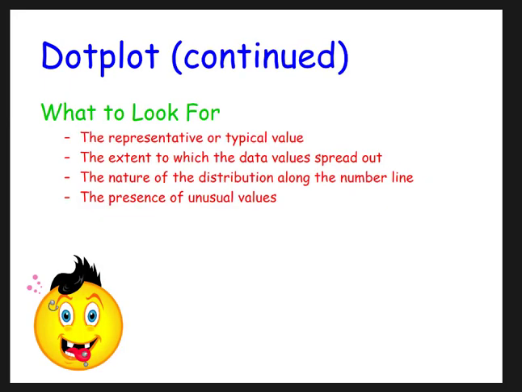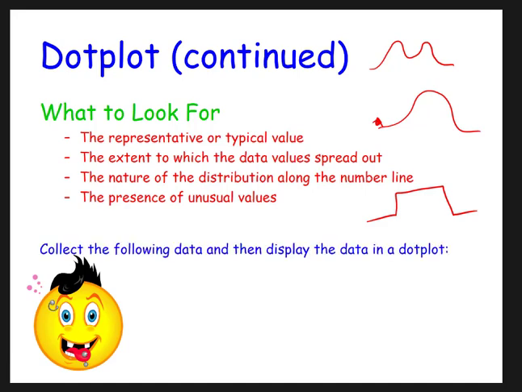Things to look for. Well, they represent representative or typical values. Which one's the tallest? That's the most common value. But how are they shaped? How are they grouped together? Do they squeeze into the middle, or are they spread out kind of flat? And the nature of the distribution. Does it form a bell curve like that? Is it multimodal with two humps? Or is it more square like that? And are there unusual values? Is there a little dot way out here somewhere that doesn't seem to fit in? Is there one value that is way off from the others, called an outlier?